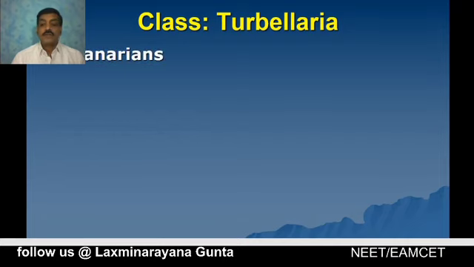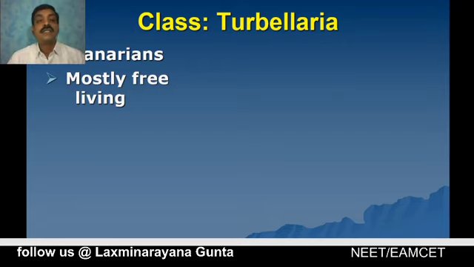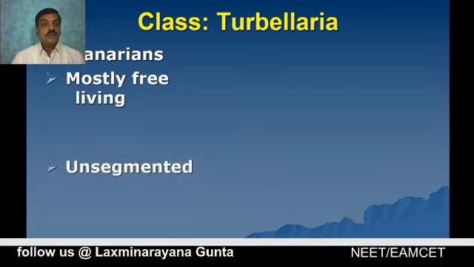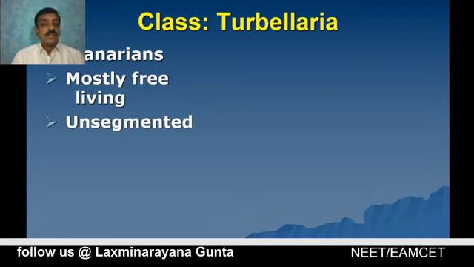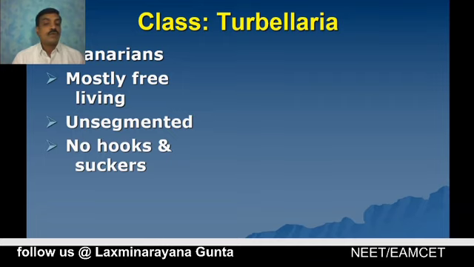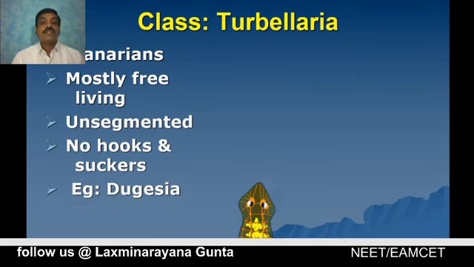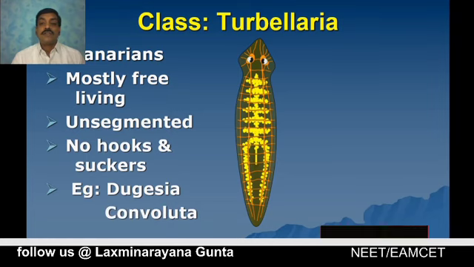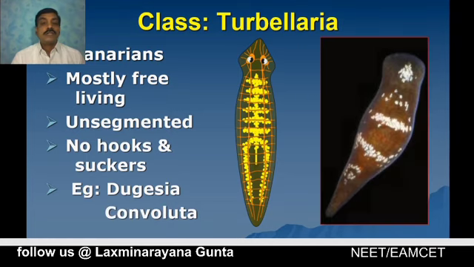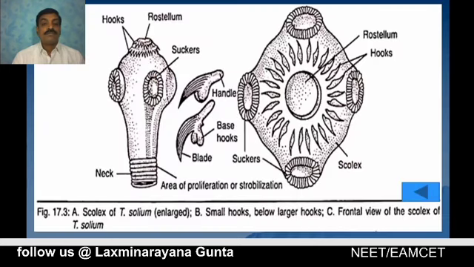Class Turbellaria includes planarians, and mostly they are free living, and they can be seen in marine water, fresh water, and even terrestrial areas. The body is unsegmented. As they are free living, there are no hooks and suckers. Examples are Dugesia, and the second one is Convoluta. These are the examples for Turbellaria. These hooks and suckers are absent in Turbellaria as they are free living.